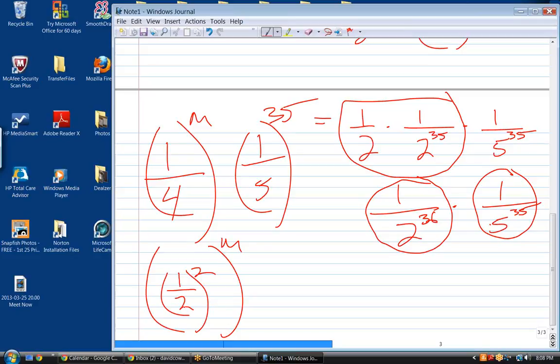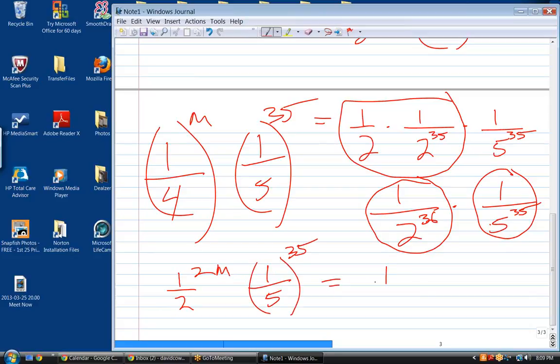One fourth to the m squared? Well, it would be 1/2 to the 2m, right? We're going to multiply that exponent by that exponent. So I could replace this expression over here. Instead of 1/4 to the m, I can replace it with 1/2 to the 2m. And now I'm at my solution.